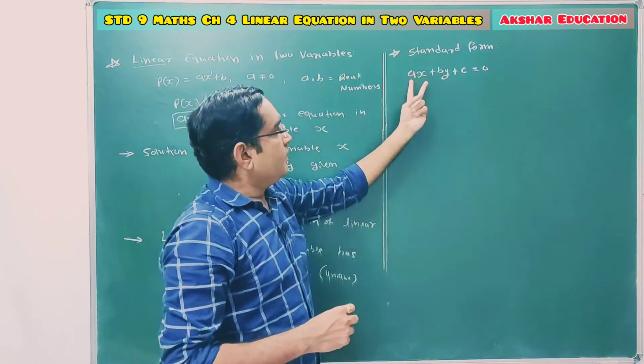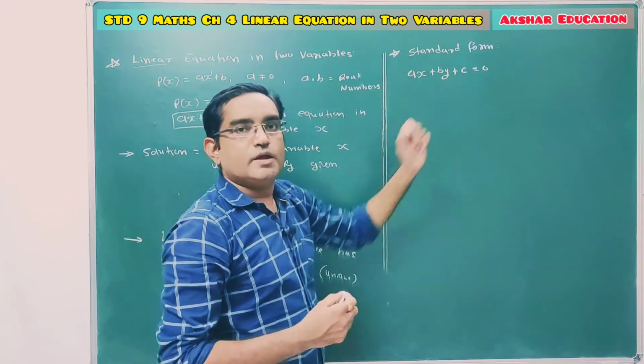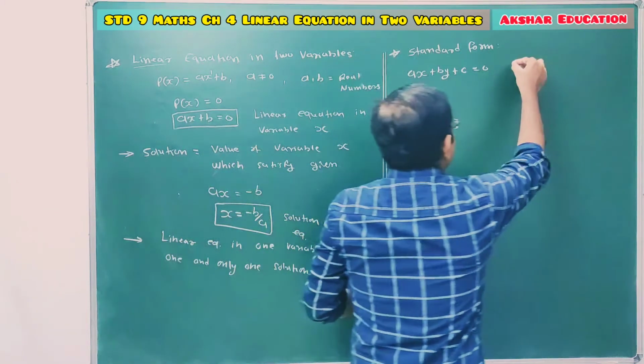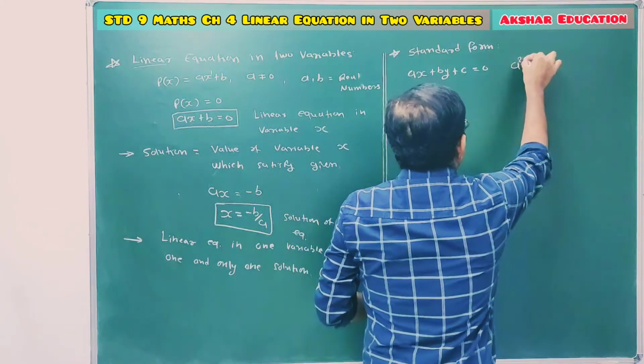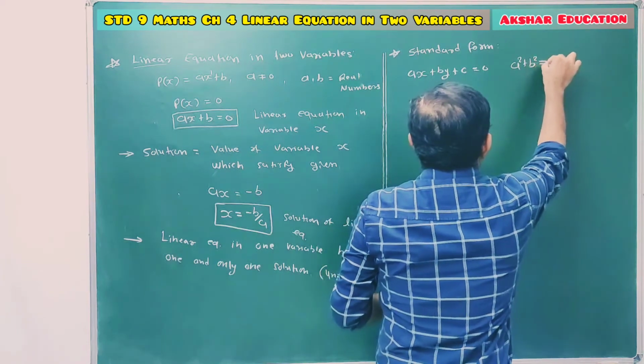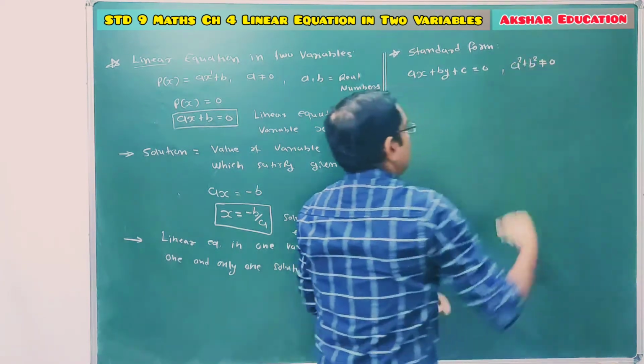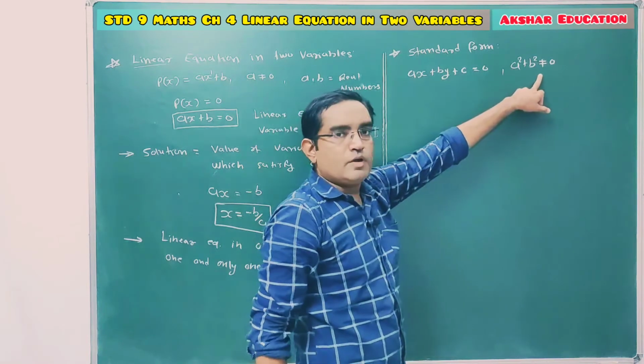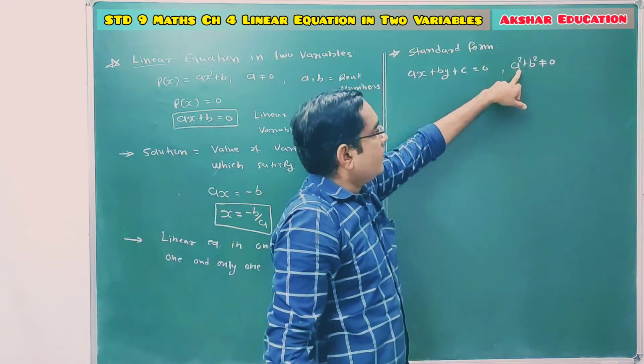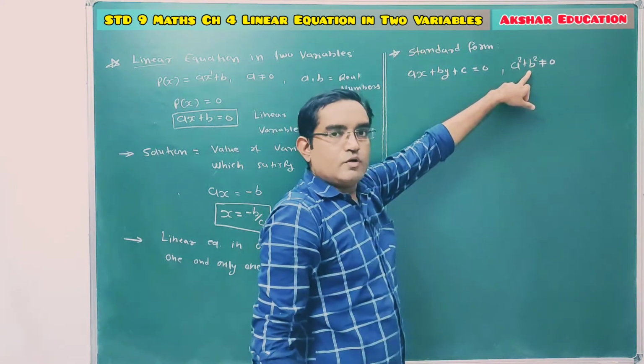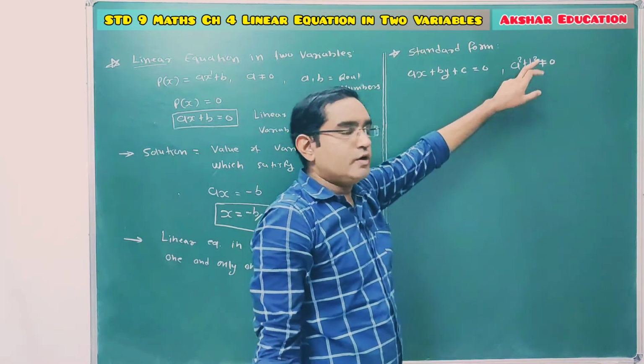That means the values of a and b must not be 0 at the same time. Done? So here that condition can be written as a square plus b square is not equal to 0. So what is the meaning of this a square plus b square not equal to 0? Value of a and b must not be 0 simultaneously. What is a?